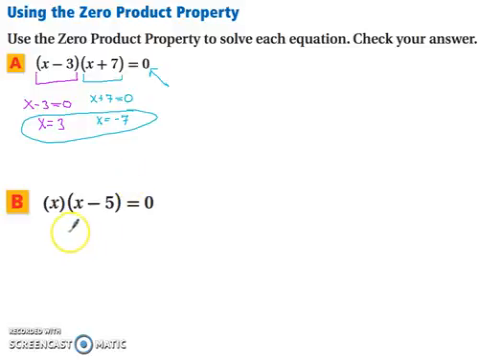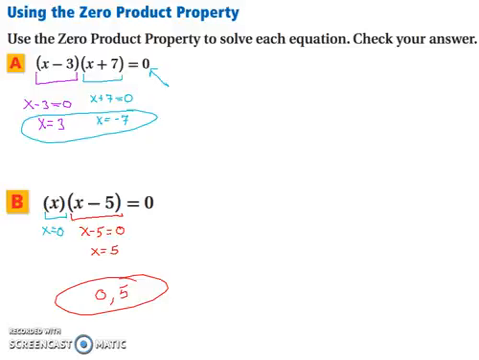Let's try this next one. So we have x. That quantity, to set it equal to 0, well, that's just going to be x equals 0. Now let's try this second one here. So we have x minus 5. We want to set that equal to 0. So we have x minus 5 equals 0. So x equals 5. So your two zeros in this case are going to be 0 and 5.